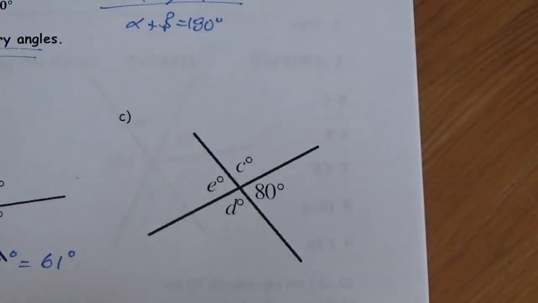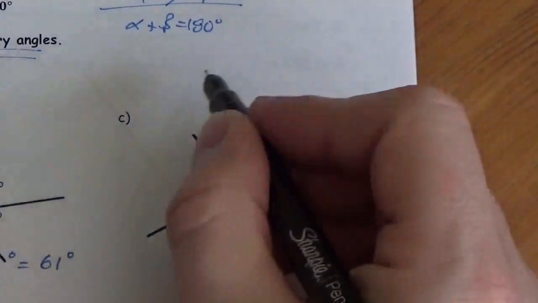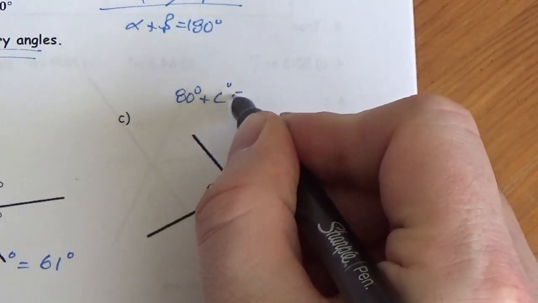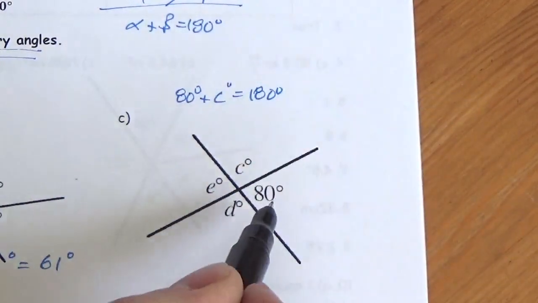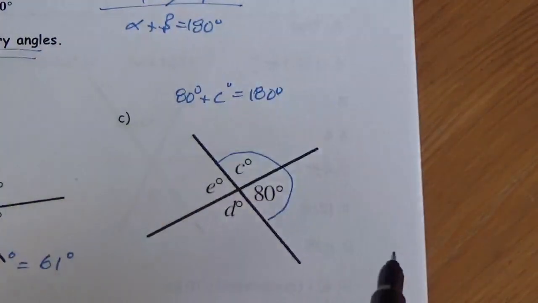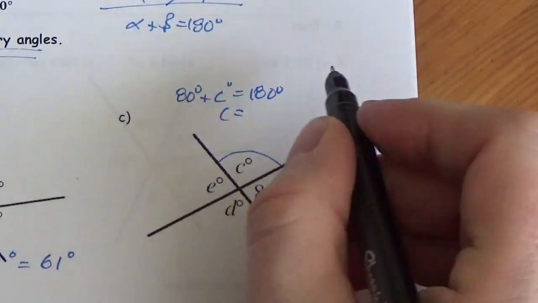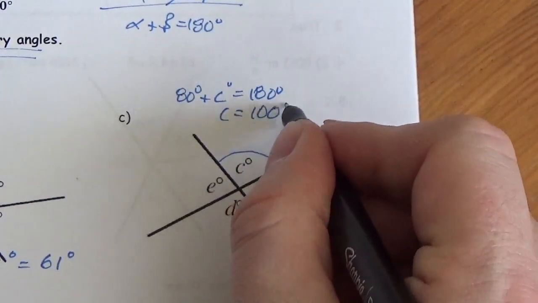Now there's a lot here that we need to figure out. But I can tell right now that 80 degrees plus C is going to equal 180 degrees. These two together are going to give me 180 degrees. That's a straight line, and that's a quick calculation. I'll just subtract 80 from both sides and I'll get that C is equal to 100 degrees.